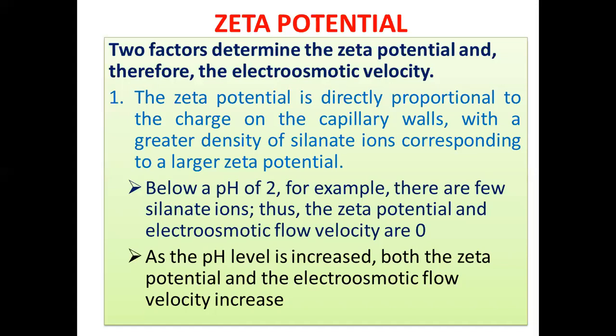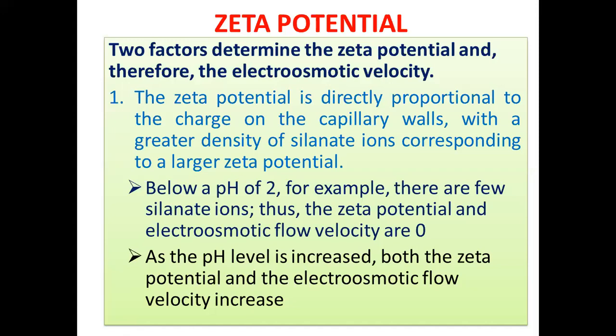If you increase the pH above 2 or 3, the ionization of silanol groups will become practical. SiOH group will be converted into SiO minus group, and this SiO minus group will become prominently responsible for attracting the cations which are present in the buffer, so that the electrical double layer is formed, and hence the zeta potential will become very high, and consequently the electro-osmotic flow will also become more. So the zeta potential is directly proportional to the pH, we can say.